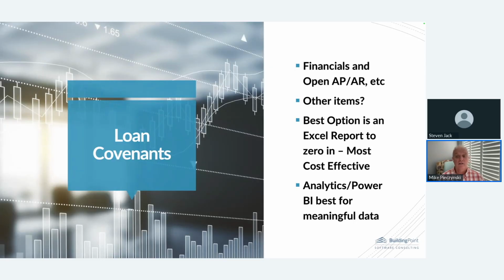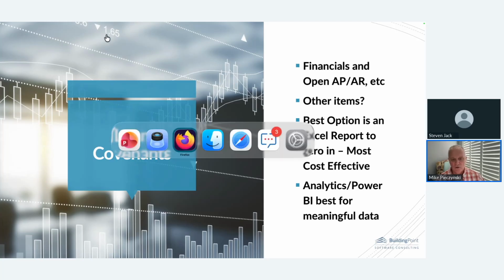Right. Loan covenants. We see this, or we don't. But let's just say you had a loan covenant and you need to monitor whether certain items on your financial statements are within range of what your agreement is with the bank. In other words, you agree that AR will be a certain amount or under an AP or whatever. How can you do that in Spectrum without incurring a whole lot of cost? This is about cost, right?